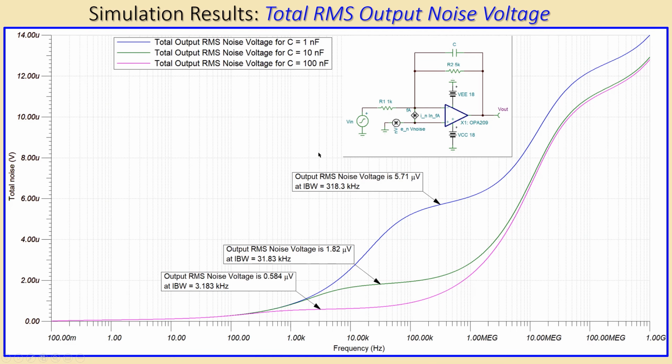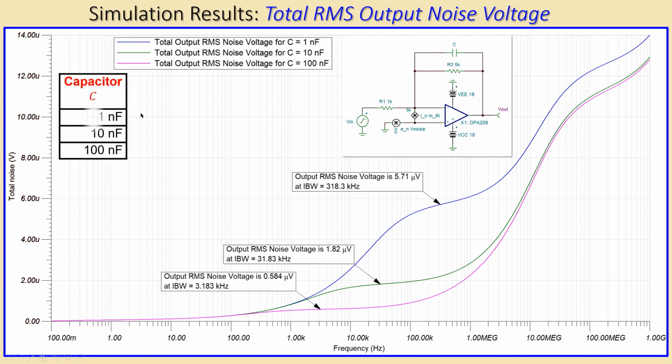Okay, now let's also look at the total RMS noise voltage, which is now very important, and that's actually what we have discussed as the integration bandwidth. You can see the blue, the green, and the pink one. Again, the blue one is the case where you have the capacitor 1 nanofarads. The green one was for the 10 nanofarads, and you have the pink one, which is for the 100 nanofarads.